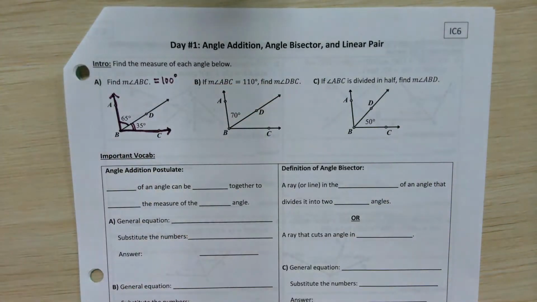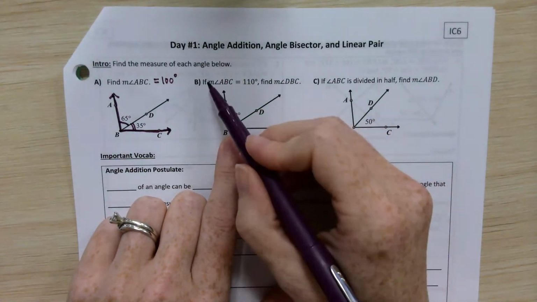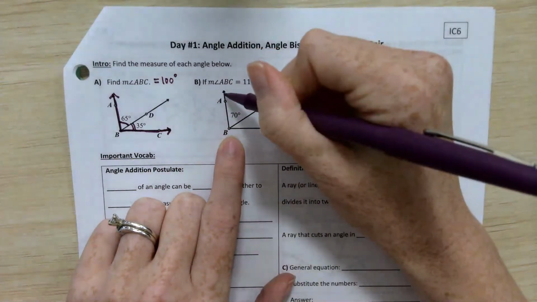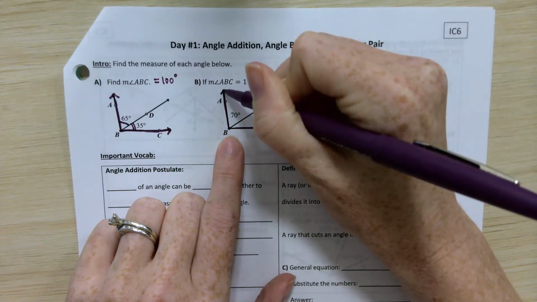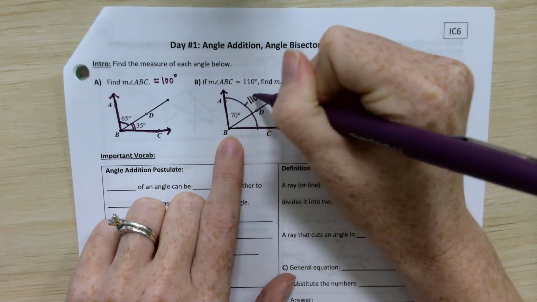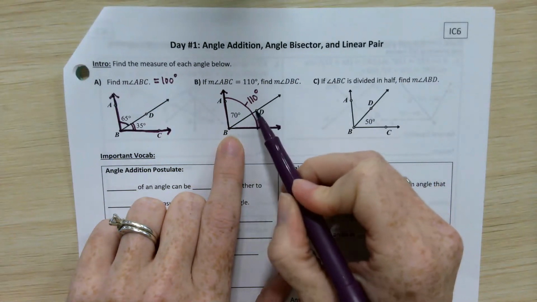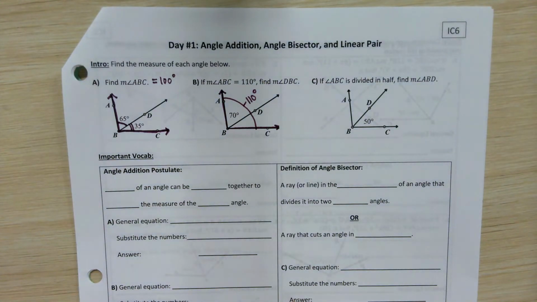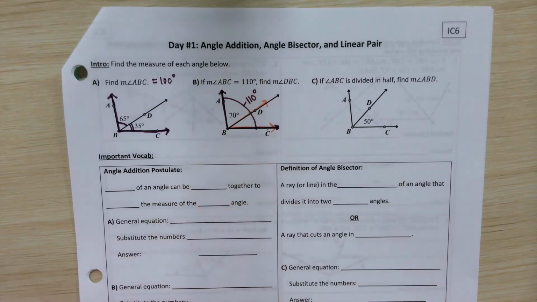If we look at example B, the situation is a little bit different. We've been given the measure of angle ABC as 110 degrees. So from A through B to C, they're giving us this larger angle's measure as 110 degrees total. And then the goal is to find the measure of angle DBC. So that would be this smaller angle that doesn't have a measurement marked.